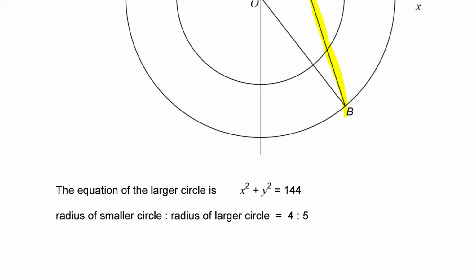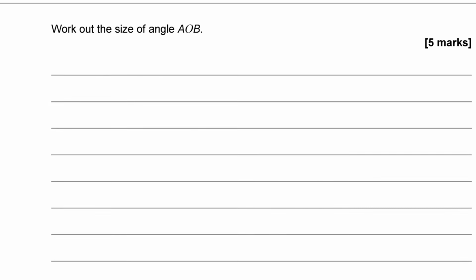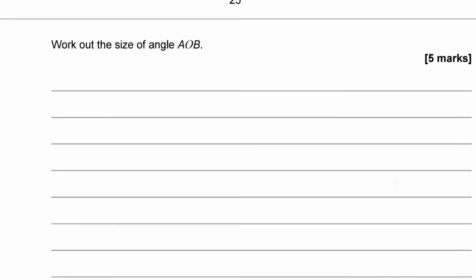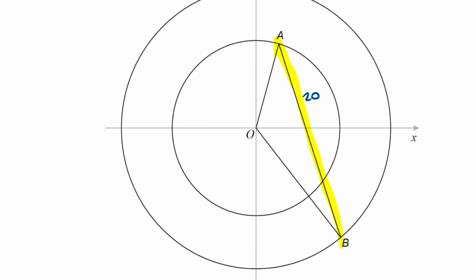Okay, now we're told that the equation of the larger circle is x squared plus y squared equals 144, and the radius of the smaller circle to the radius of the larger circle is in the ratio of 4 to 5. Okay, what's the question? Still not seen the question. Oh, here it is on the other side. Work out the size of angle AOB. So that's what we need to do. Work out the angle AOB.